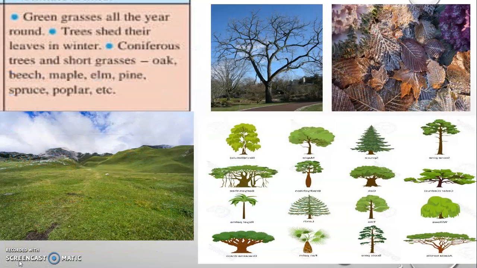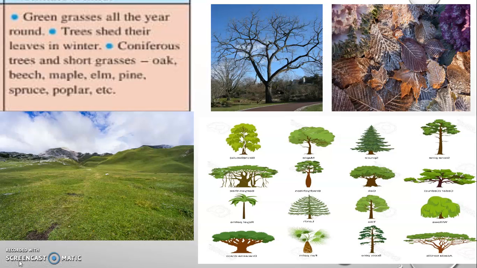Now, talking about the natural vegetation in this Western European region. The vegetation over here is green grasses all around the year because a good amount of rainfall is there. At the same time, the winter season is there. During the winter season, the trees start shedding their leaves. You can see in the picture, the leaves are shed during the winter season because ice accumulates on the leaves, and they drop down.